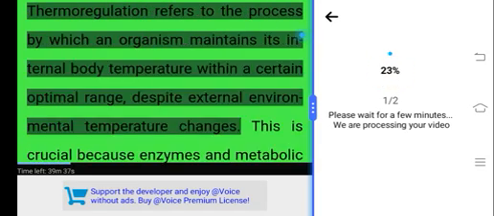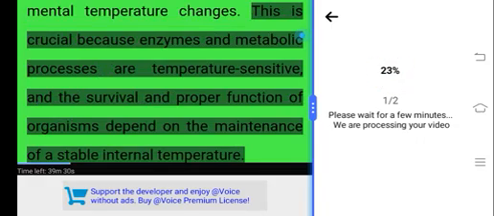Thermoregulation. Comfort zone. Thermoregulation refers to the process by which an organism maintains its internal body temperature within a certain optimal range, despite external environmental temperature changes. This is crucial because enzymes and metabolic processes are temperature sensitive, and the survival and proper function of organisms depend on the maintenance of a stable internal temperature.